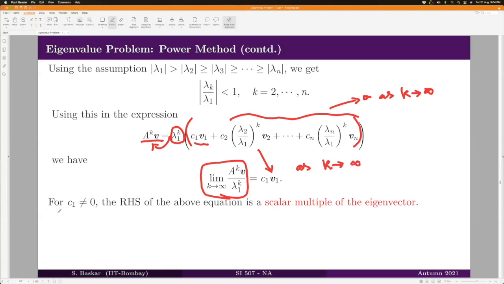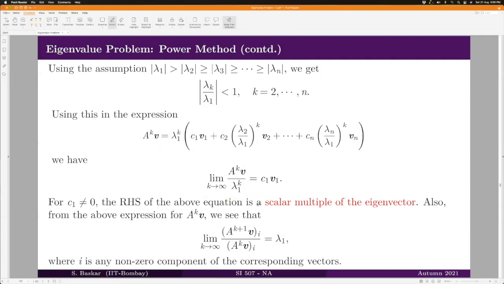Now for c1 not equal to 0, the right hand side of the above equation is a scalar multiple of the eigenvector v1, which corresponds to the dominant eigenvalue, right? So that's a very interesting part too. Therefore, we see that this sequence is converging to a scalar multiple of an eigenvector of lambda 1.